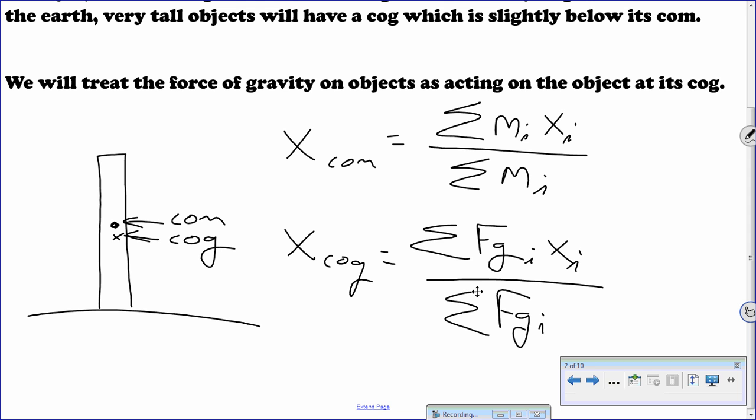Cool? So the calculation is the exact same thing, except for each particle, you have to multiply the mass by whatever the acceleration of gravity is wherever you're at, which basically amounts to the strength of the gravitational field. All right, cool. I think there's one problem in the book about it. If you just follow your nose, it'll work. Yeah, totally. All right, good? All right, cool. So that's center of gravity.